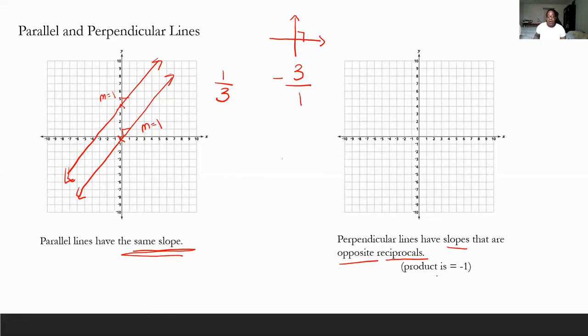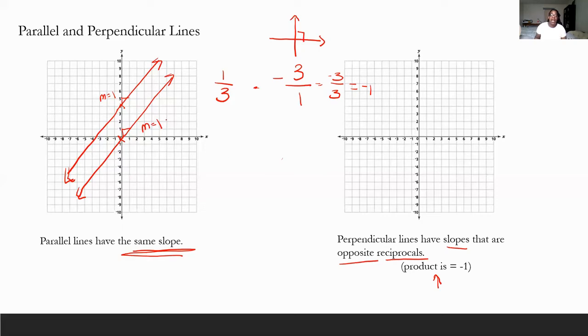So now this part right here, where I said the product is equal to -1, that means if I multiply those two ratios together, I should get a -1 to prove that they're opposite reciprocals of each other. So if I multiply these two, I'm going to get -3/3, and -3 divided by 3 gives me my -1. So they are definitely opposite reciprocals of each other.